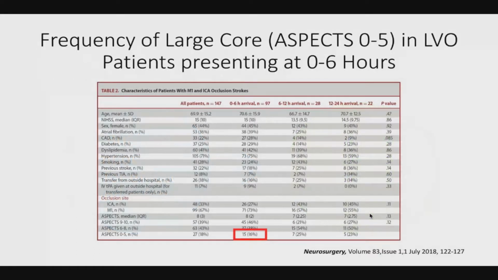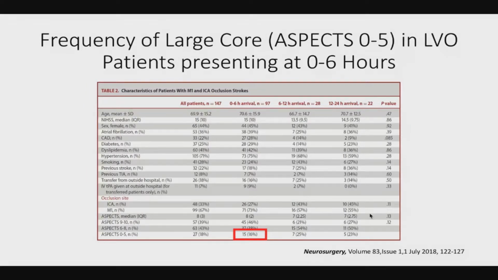This is actually from the HERMES meta-analysis, and they looked at the patients with different ASPECTS scores, and they found that the patients with an ASPECTS score of 0 to 5, which is patients with large core infarct, within the first 6 hours from the time of onset of their symptoms, were only 16% of the overall patient population.